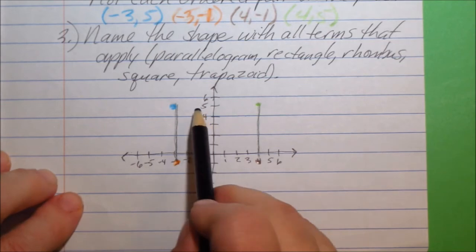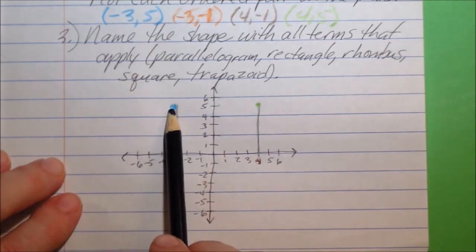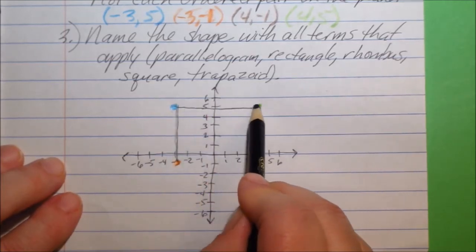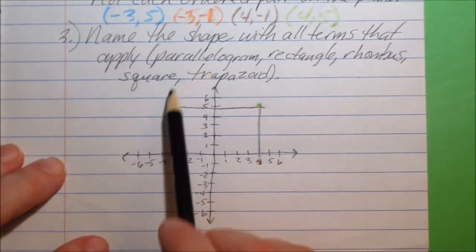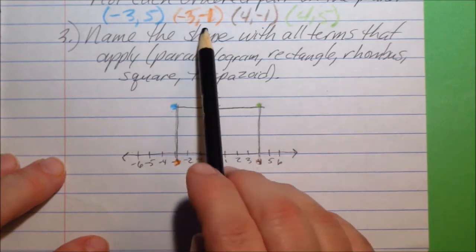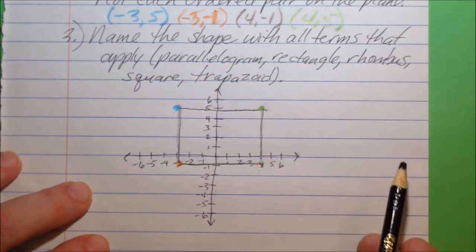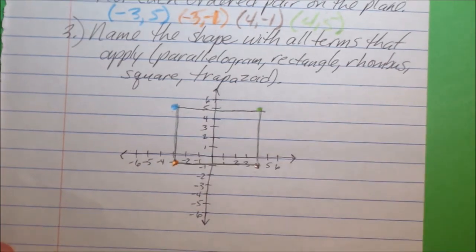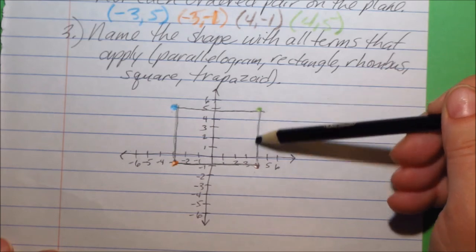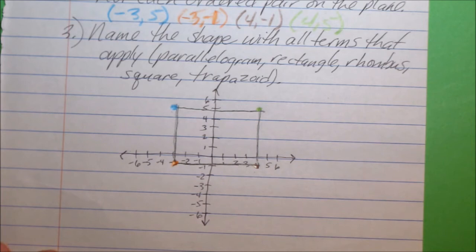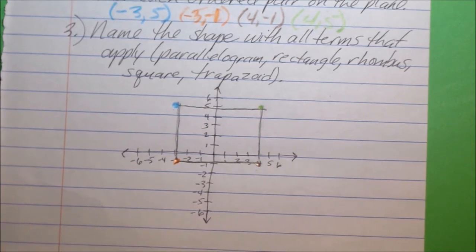All right. And then these are, from the blue one to the green one, the y's are both on 5, so straight across 5. And on the orange one and the brown one, the y's were both on -1, so straight across to -1. So let's see. It looks to me like this distance is not as far as this distance. It's not the same. So I don't have a square, but they do appear to be what we would generally call a rectangle.